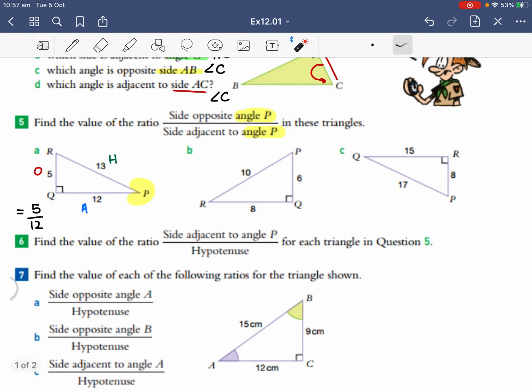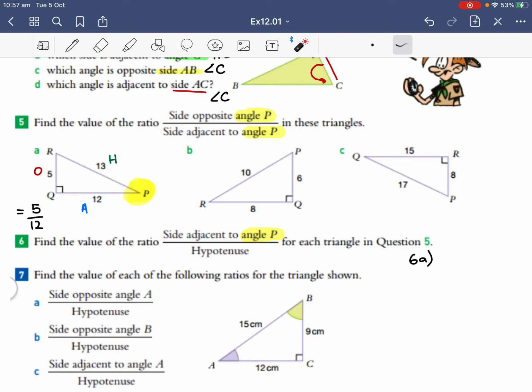For question 6, you want to find the value of the ratio of the side adjacent to angle P over the hypotenuse for each triangle in question 5. So again, when we look at question 6, we are looking at angle P, so that angle that I have highlighted. Because we have already labelled our triangle in question 5, we can just work out which side is adjacent to angle P. So for 6A, I'll just write it here.